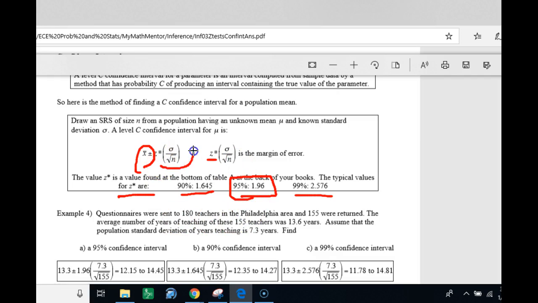So this whole thing put together, the amount that we add and subtract to the x bar, that is the margin of error. So this z star times sigma over square root of n, that is the margin of error.